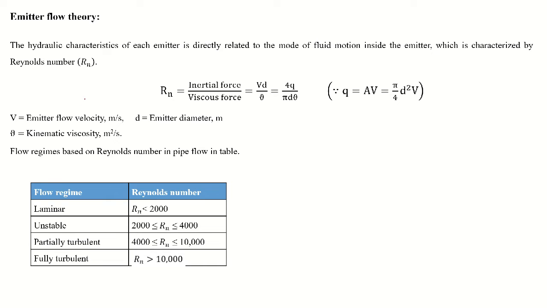The flow regime: as we discussed, the hydraulic characteristic of each emitter is directly related to the mode of fluid motion inside the emitter, which is characterized by the Reynolds number. We know the Reynolds number is inertial force by viscous force. This formula is in terms of velocity, fluid and diameter of emitter, and this is the kinematic viscosity. So we can write the velocity in terms of discharge, Q equals area into velocity, and when you substitute the same thing, you will get this value.